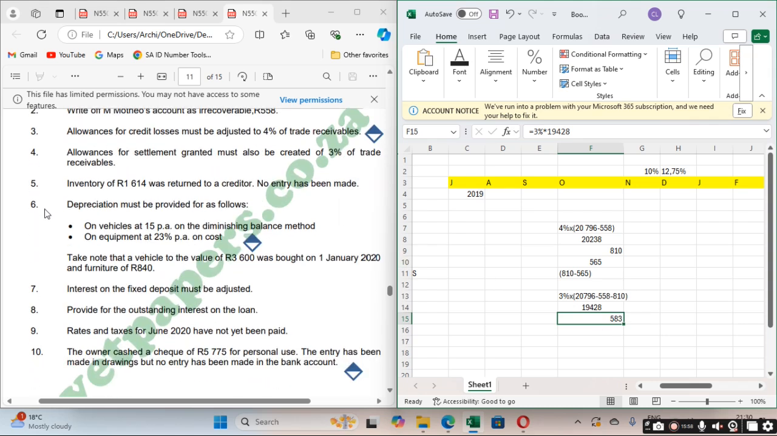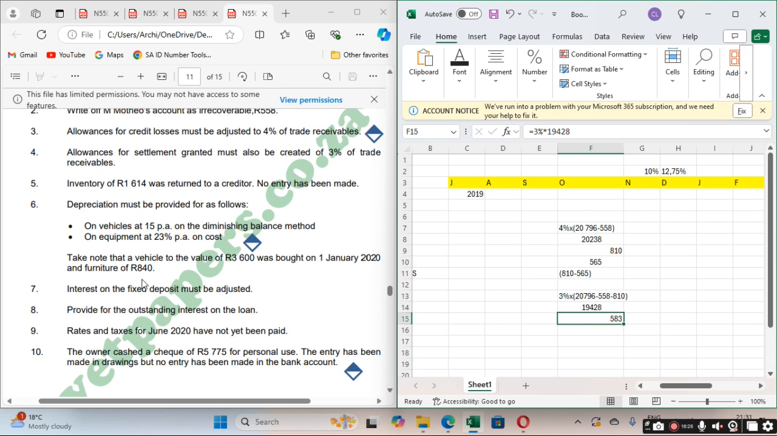And then now we're having our number 6. Number 6, they say depreciation must be provided as follows: on vehicle 15% per annum on diminishing balance, and on equipment 23% per annum on cost. Take note that the vehicle to the value of 3,600 was bought on 1 January 2020, and a furniture of 840 was also bought.